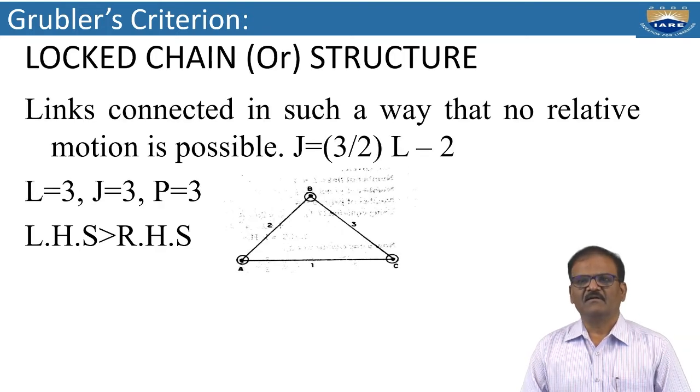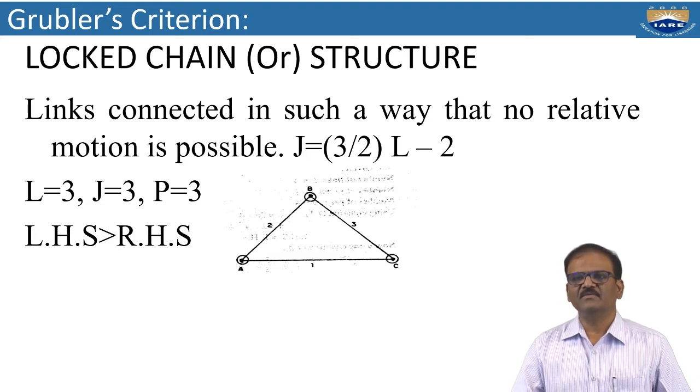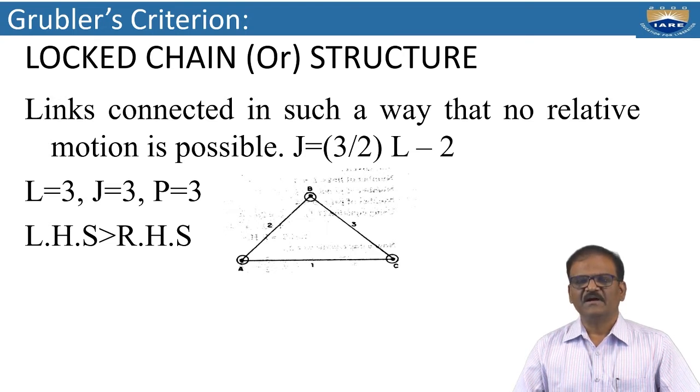The locked chain or structure is links connected in such a way that no relative motion is possible. In that, J is equal to 3 by 2 into L minus 2, where L is equal to 3, J is equal to 3, P is equal to 3. If you substitute back in the equation, J is equal to 3, and 3 by 2 into 3 minus 2 gives 4.5 minus 2, which is 2.5. Therefore, after substitution, LHS is greater than RHS.